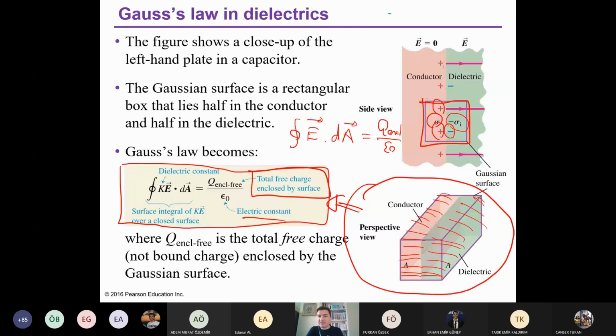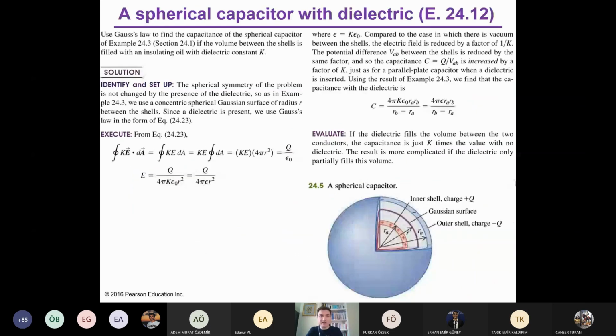Here we have an example. This is the last transparency, a spherical capacitor with dielectric. This is example 24.12 in the book, but we have already discussed this in example 24.3 in the last lecture. Use Gauss's law to find the capacitance of the spherical capacitor if the volume between the shells is filled with an insulating oil with the dielectric constant K.